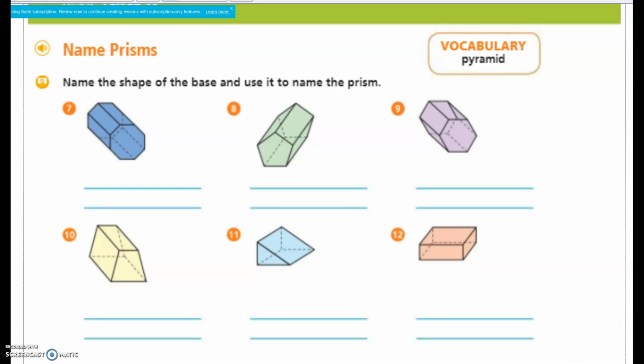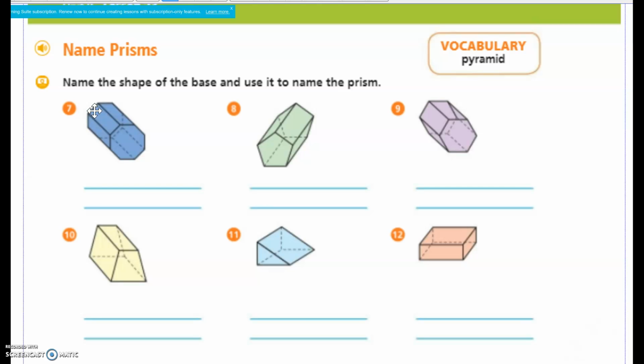Now we're on page 414, and I know we've skipped a couple pages. That's okay, and we're going to skip a couple pages near the end of this lesson and come back to it next week. So they're asking us to name the shape of the base and use it to name the prism. Sometimes it's kind of hard when you're looking at a 3-dimensional figure to figure out what the base is because you've got all those different sizes. Remember, especially if it's a prism, it's going to have 2 of them. The base and then the top are going to be the same.